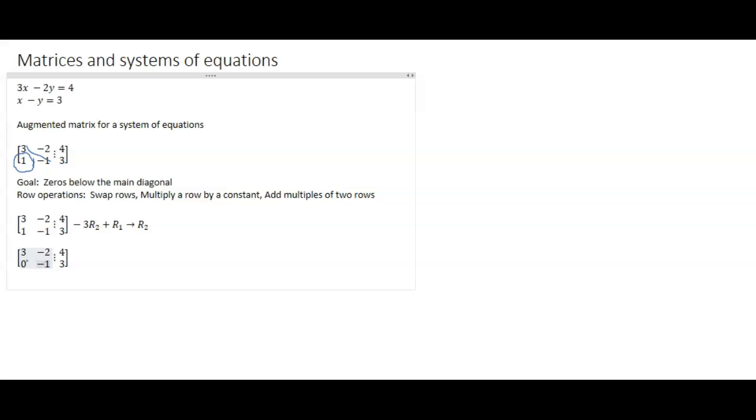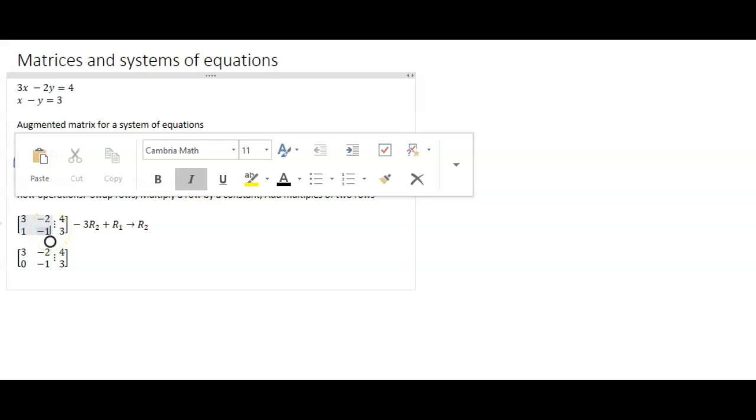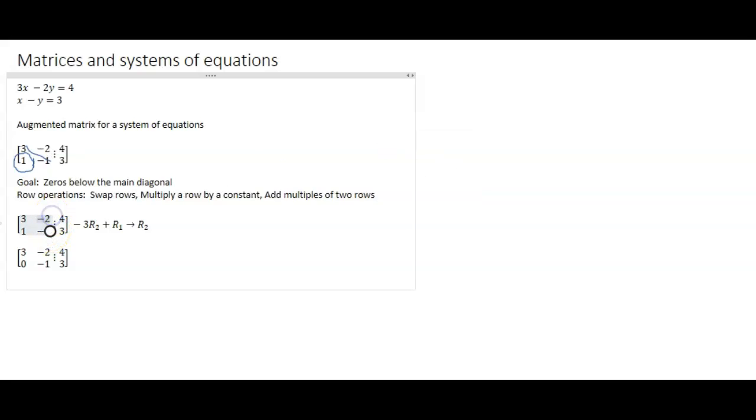I have to do the same thing for the whole rest of the row, though. Negative 3 times negative 1 is positive 3, plus negative 2, sounds like positive 1 to me. And make sure you do the row of constants as well. I have negative 3 times positive 3 is negative 9 plus 4. Negative 9 plus 4 is negative 5.